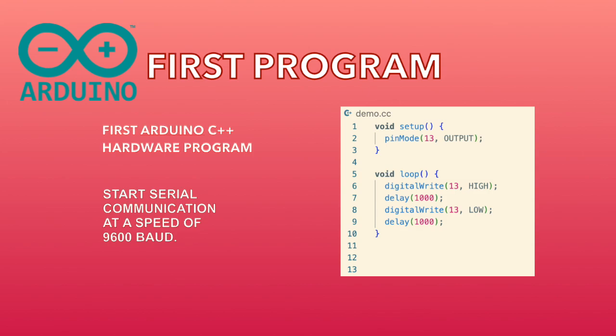After that, digitalWrite(13, LOW) turns the LED off. Again, the program waits for 1000 milliseconds. This process repeats continuously, making the LED blink on and off every second.